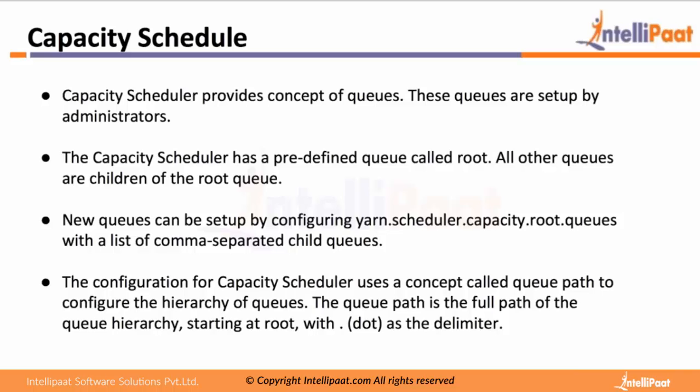So the first one is the capacity scheduler. The capacity scheduler is the first scheduler which introduced the concept of queues. Administrators will set up multiple queues. There will be a queue for every department, for example, and you can submit your job to a particular queue, and every queue will have a predefined or configurable capacity. So everybody will have different capacities, and based on the queue you have, you will get those resources.